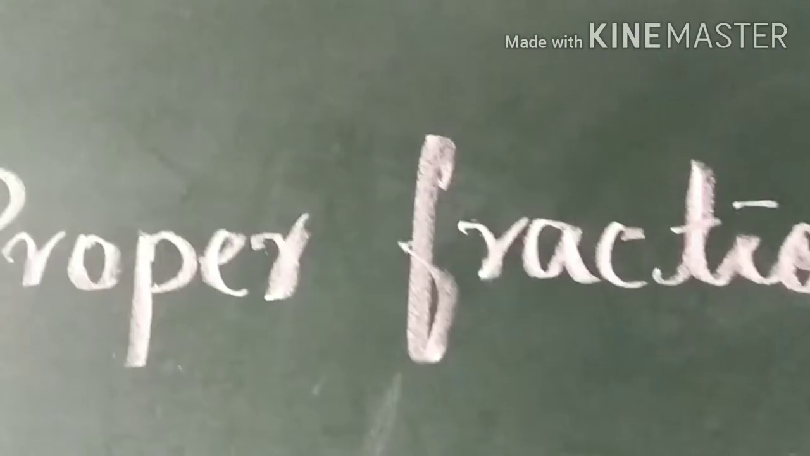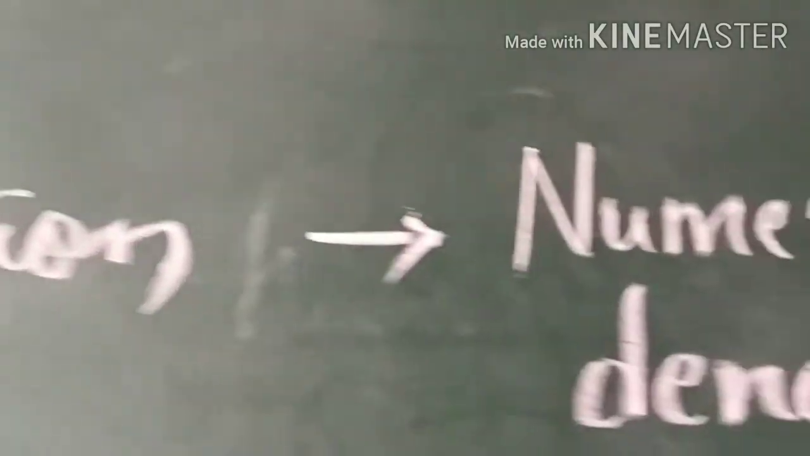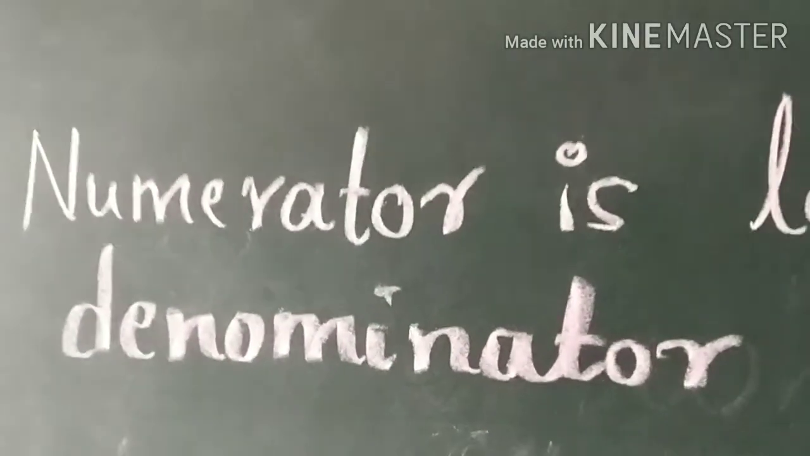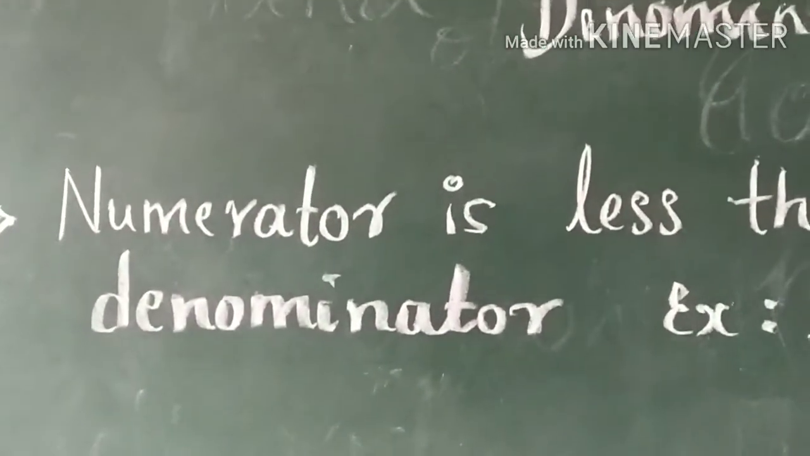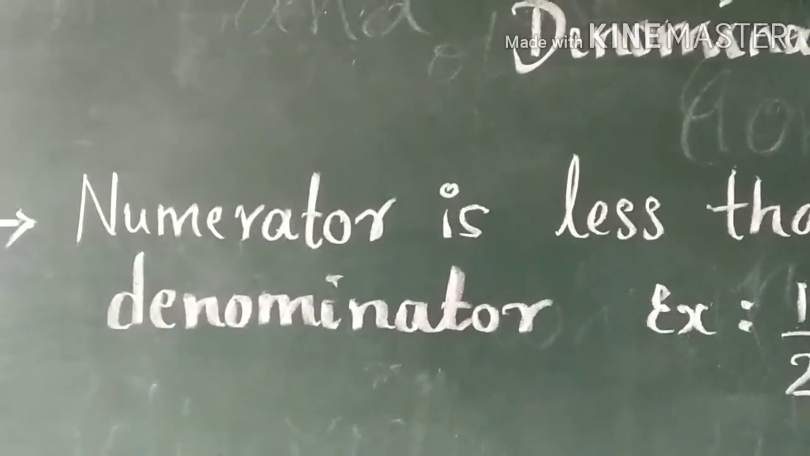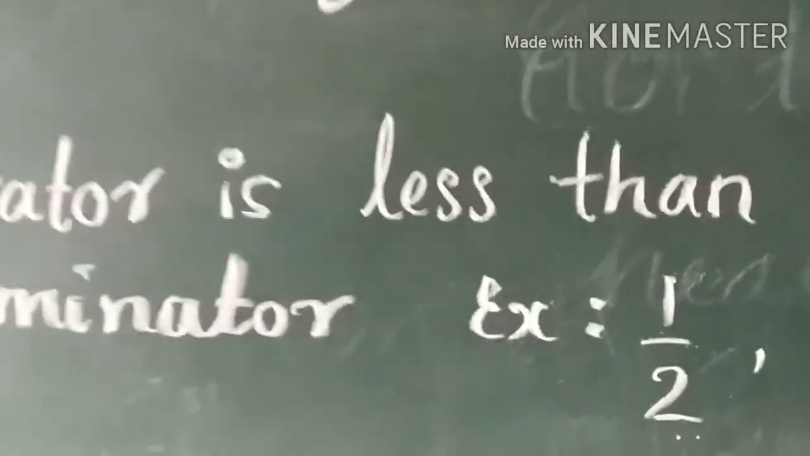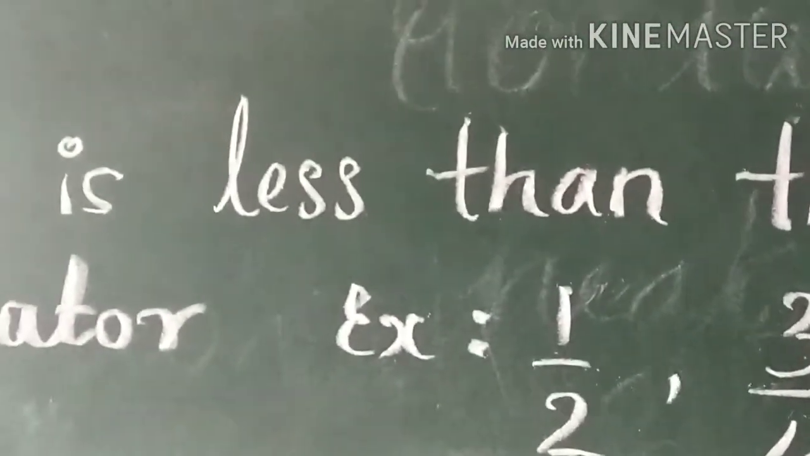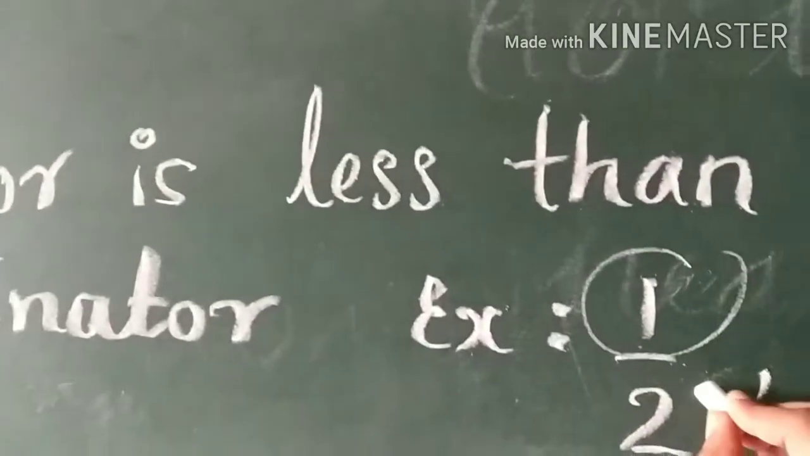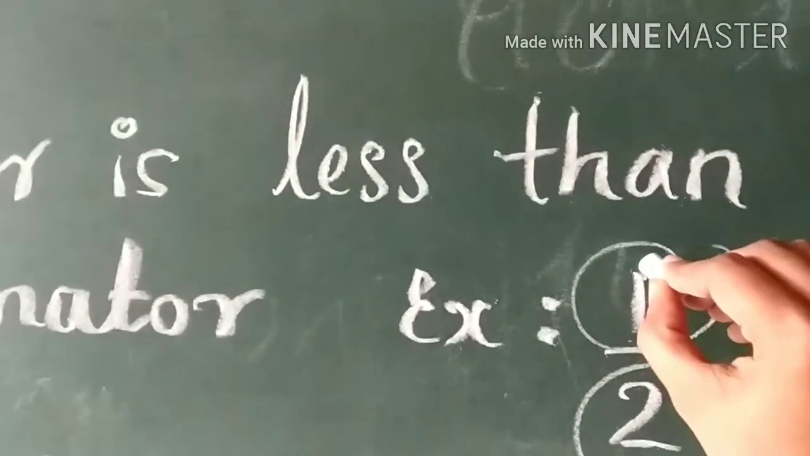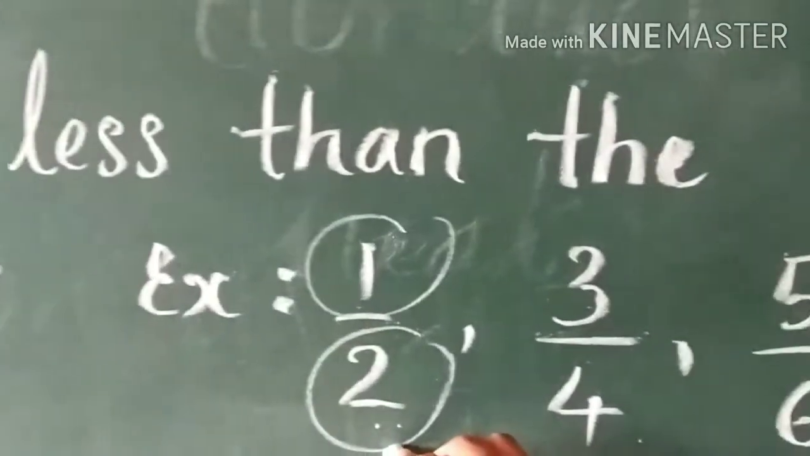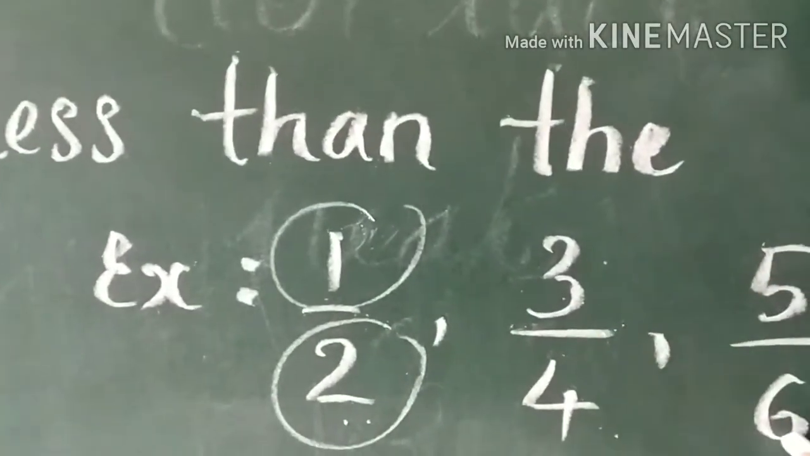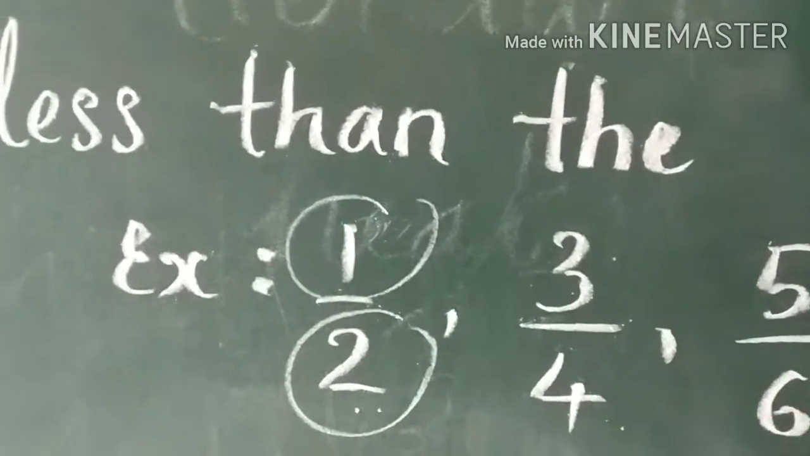Now coming to proper fraction. What is a proper fraction? When the numerator is less than the denominator, then it is a proper fraction. For example, here this is the numerator and this is the denominator. Here the numerator part is less than the denominator. Here are some more examples: 3 by 4, 5 by 6.